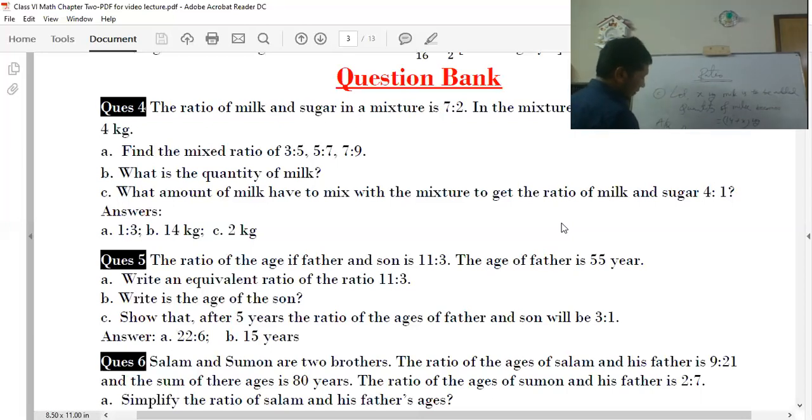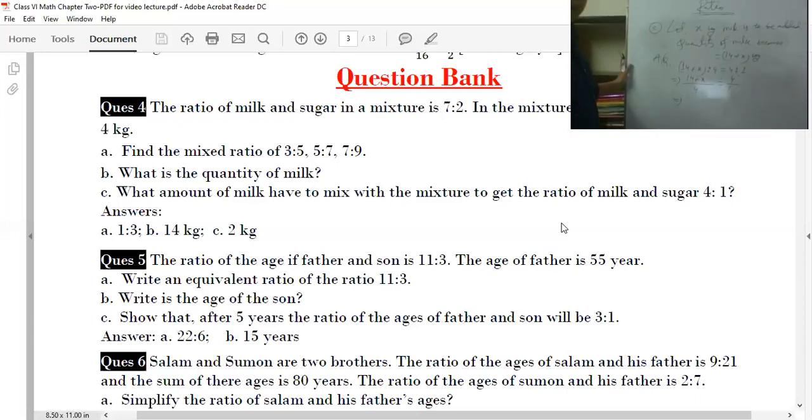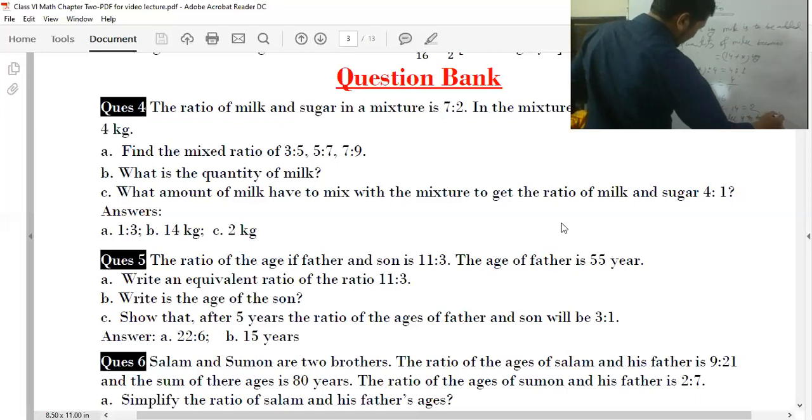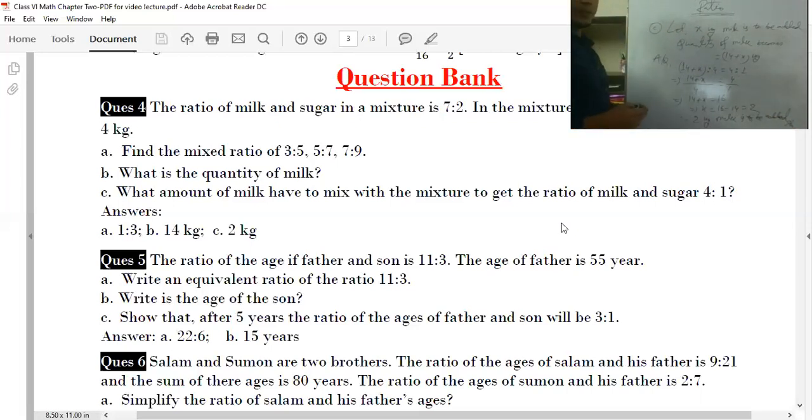So (14 + x)/4 = 4/1. By solving, we will get 14 + x = 16. So x = 16 - 14, that is 2. So we can say 2 kg of milk is to be added to the mixture. This is the answer of part C.